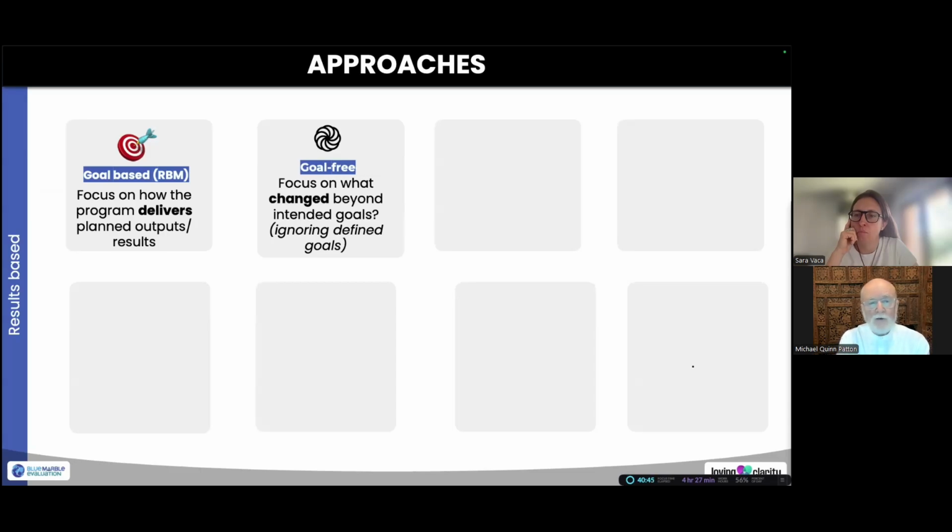But this approach reminds us that the focus upon predetermined goals may not capture all of the desired outcomes, which is also made more explicit by the next approach.